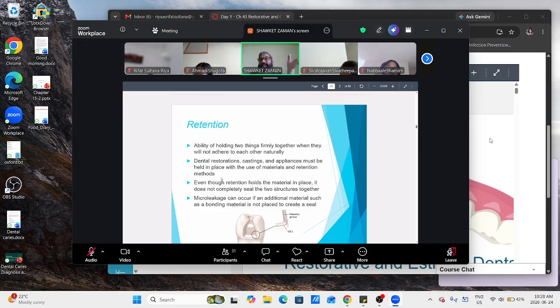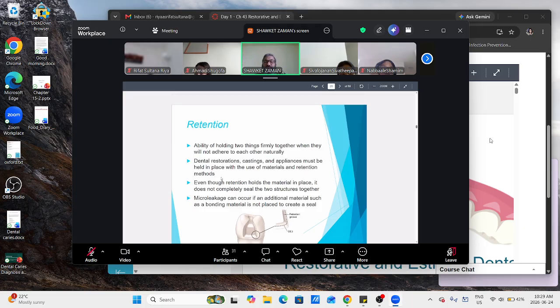Same thing for the glass ionomer. It contains fluoroaluminosilicate powder, which is a glass powder. And our tooth has calcium and phosphates. So they are two dissimilar materials. That's why retention is the process by which these two dissimilar materials come together and stay together and give the support for the patient to chew the food.